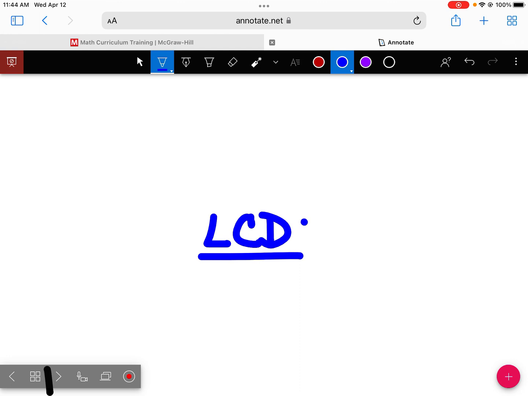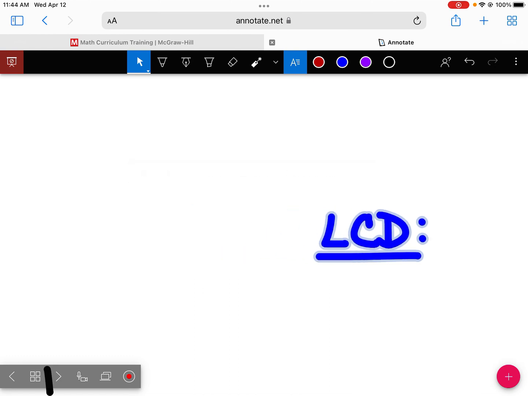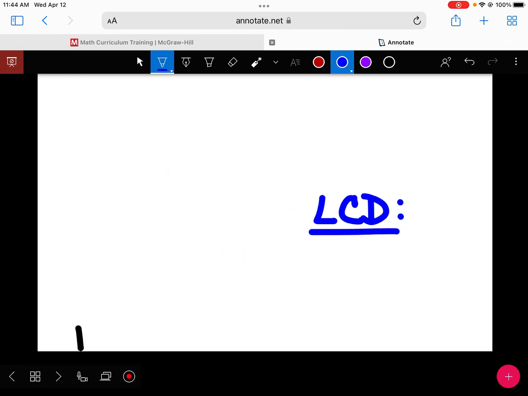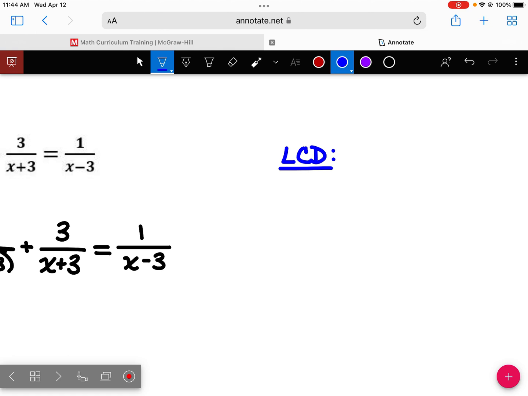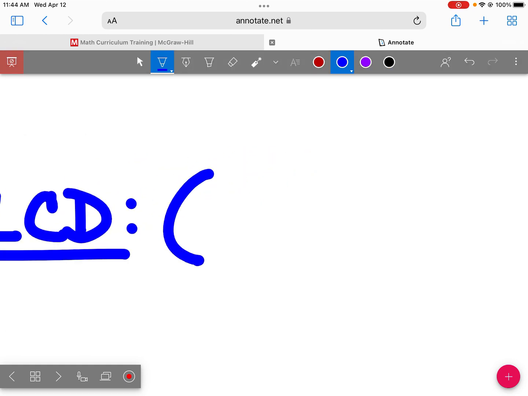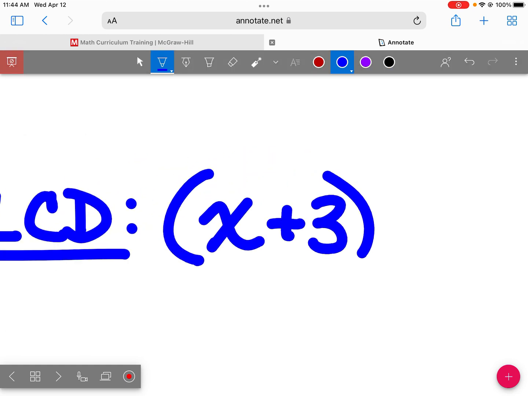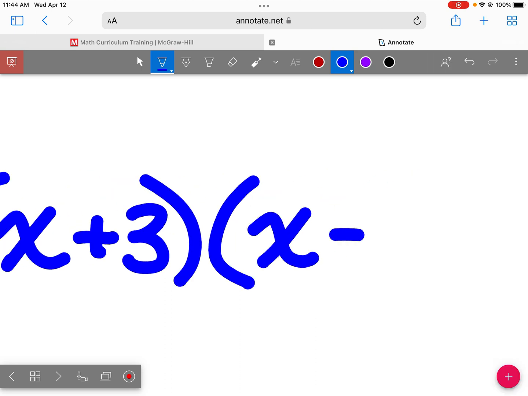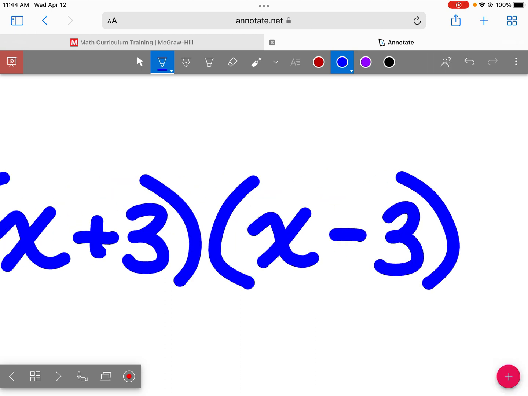LCD. You have to write this down as you're working on the problem. When I start writing down my LCD, whatever this first denominator is, all of its factors, I have to include over there. What are the factors in this first denominator? X plus 3 and x minus 3. Does my LCD now contain all of the factors from this first fraction? Okay.